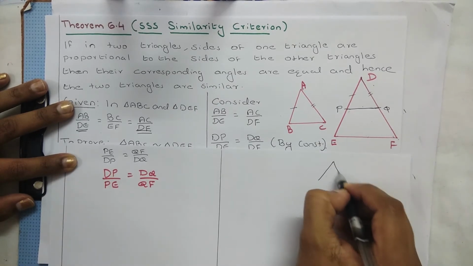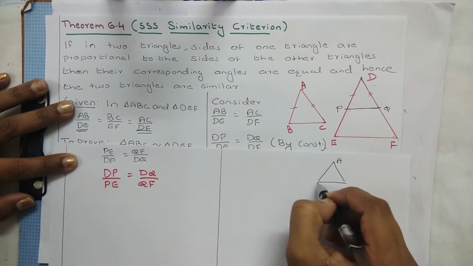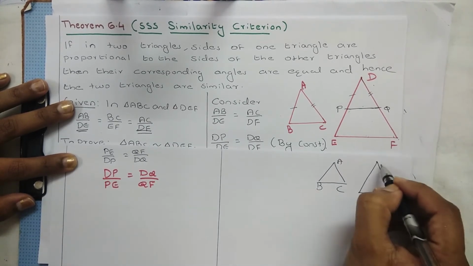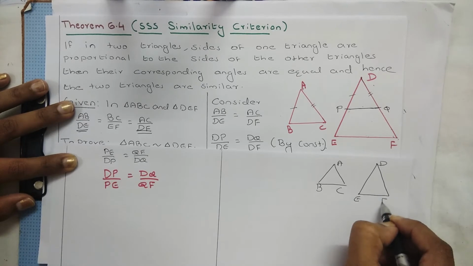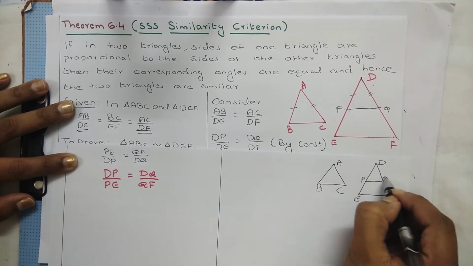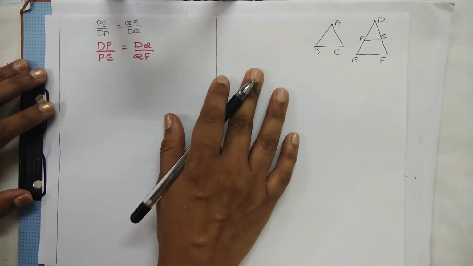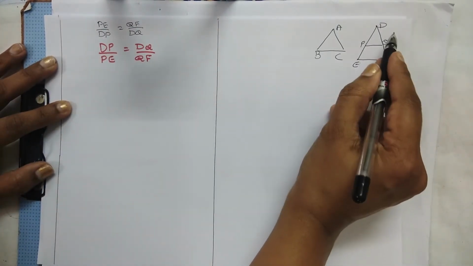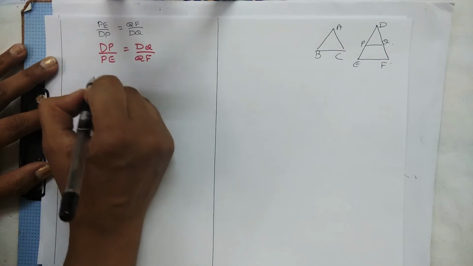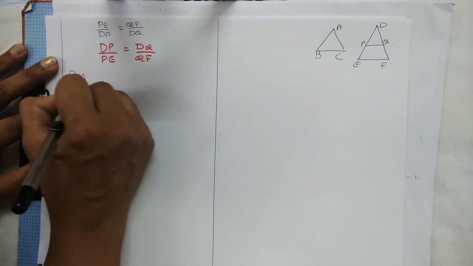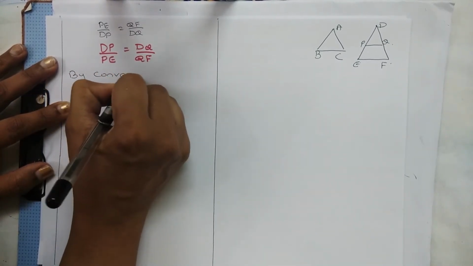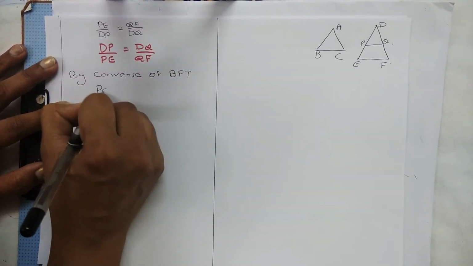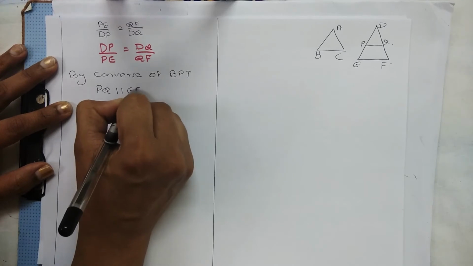I'll draw one triangle here, so we can check it always. Otherwise, look back at these papers. DEF, and this is PQ. So now you see, what are you getting? dP by PE is equal to dQ by QF, that means by converse of BPT, you are getting PQ is parallel to EF.